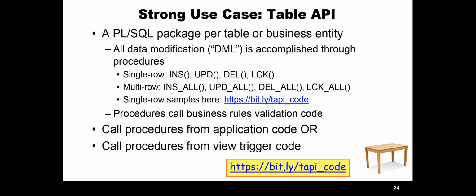And I've got some samples at that link. I put the link twice in the slide. And then those procedures call business rule validation code. So you basically do all your SQL in procedures, and you don't actually allow the user to issue SQL directly to the tables. So that gives you control over what data they put in, and you can validate the data before it actually goes into the database. Update, insert, delete, any of those things can have business rule logic around them. You can call procedures from the application code, or you can call them from view trigger code.